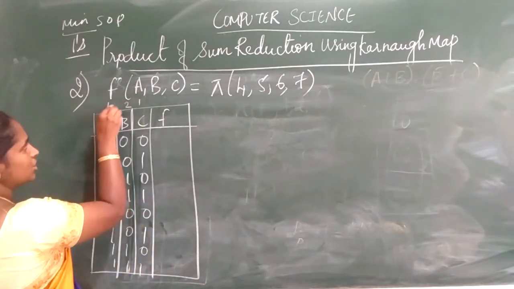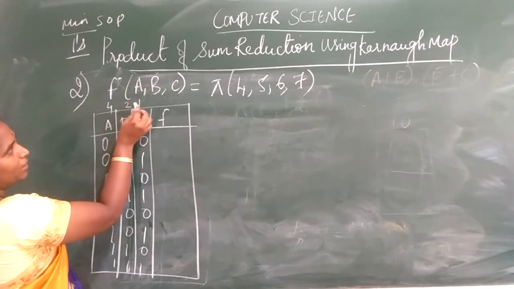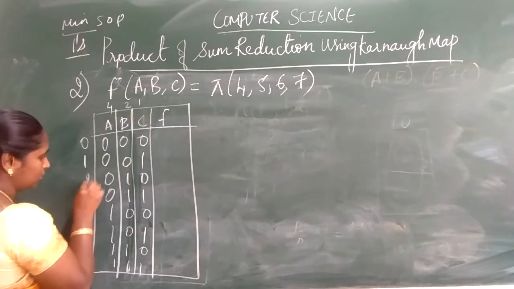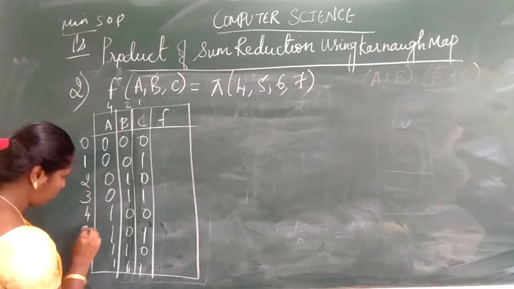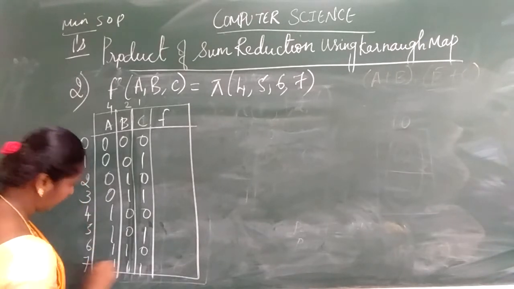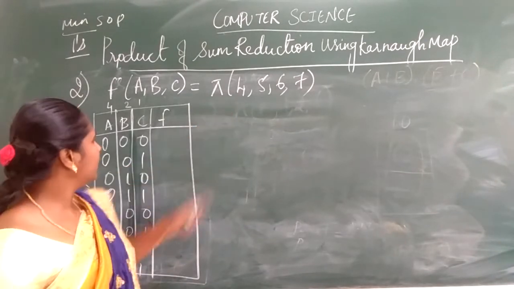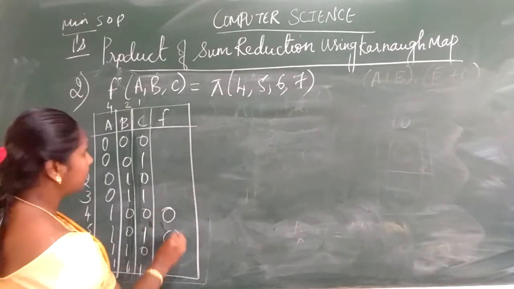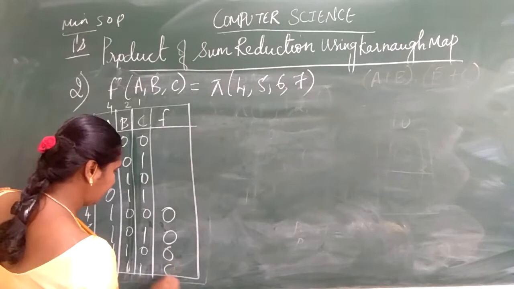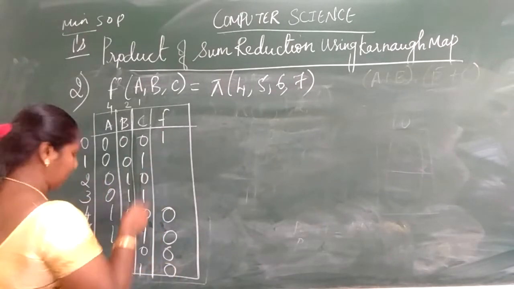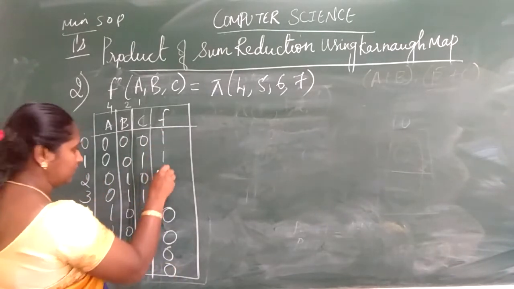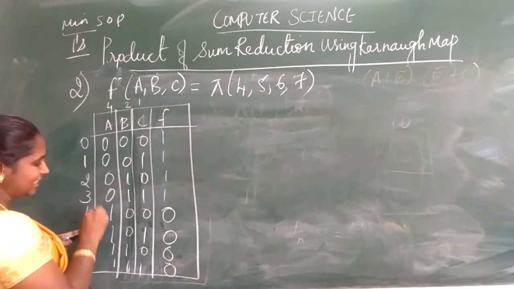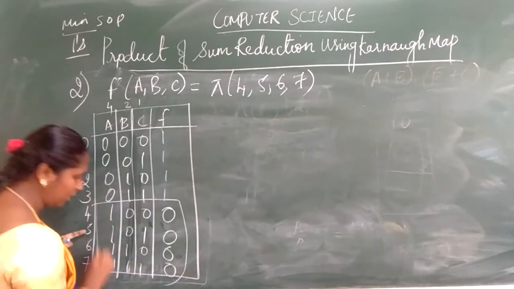People know this representation, multiples of 2: 1, 2, 4, and 0, 1, 2, 3, 4, 5, 6, 7. The function output for 4 is 0, for 5 it is 0, for 6 it is 0, for 7 it is 0. The remaining places are 1. So you have to represent the K map which has the output as 0. These four things you have to represent.